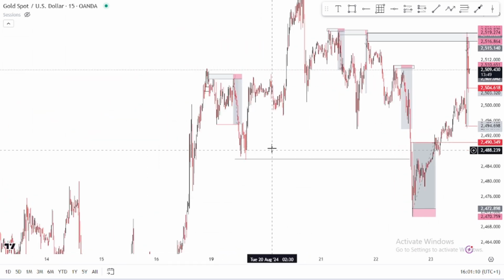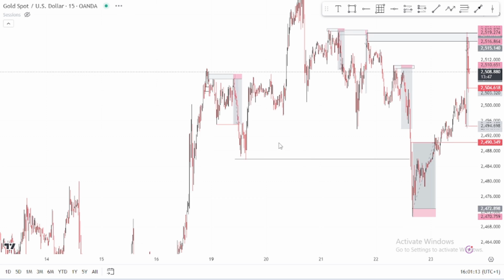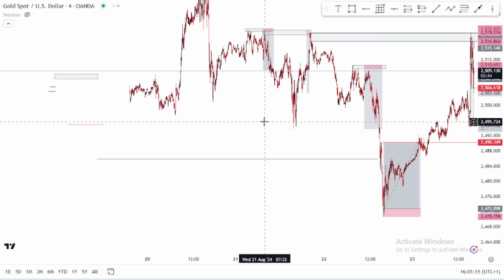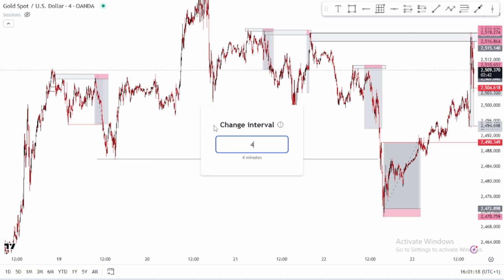This is the low right here. It was on, I think, 4 hour time frame low, or daily time frame low. Yeah, daily time frame low. Let me check 4 hour time frame.